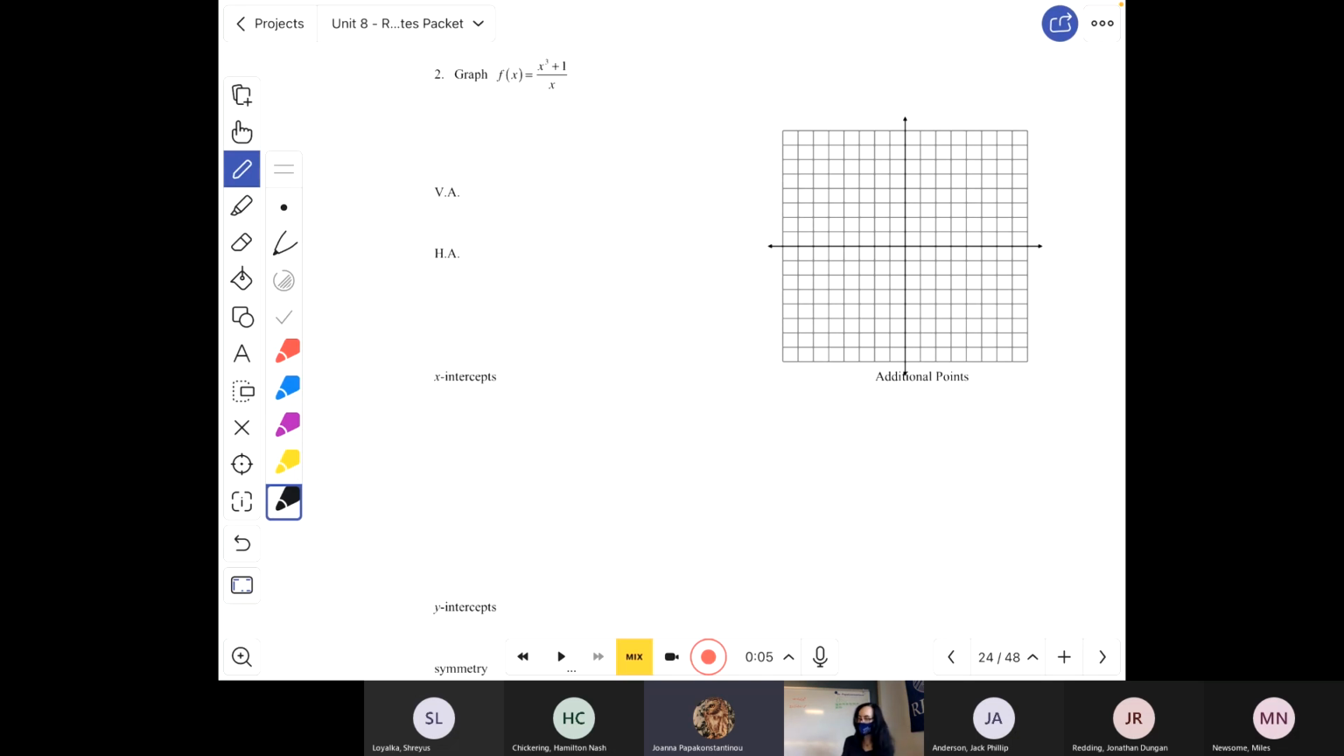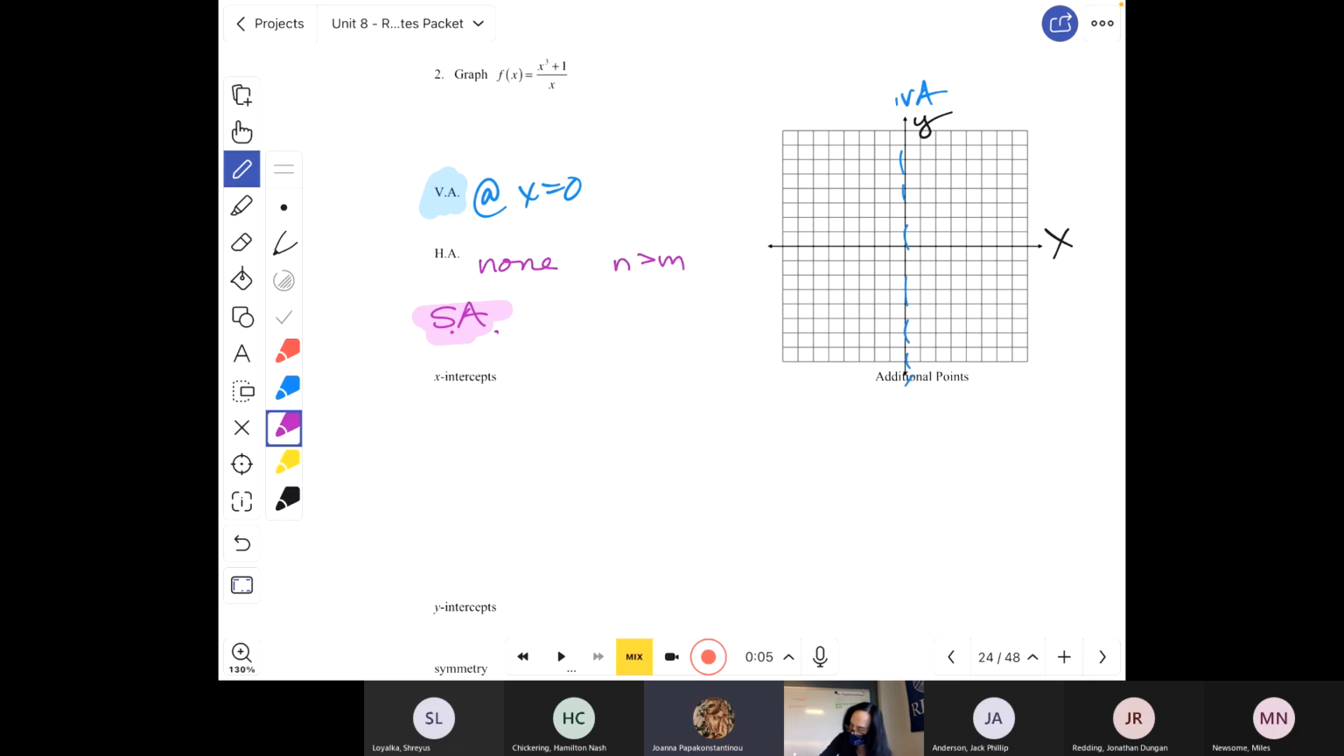Okay, what can you tell me about this rational function? The vertical asymptote is x equals 0. Okay. What else can you tell me? There's no horizontal asymptote, and we know that because n is greater than m. So what does that mean? There's a slant asymptote. And can you find me that slant asymptote?